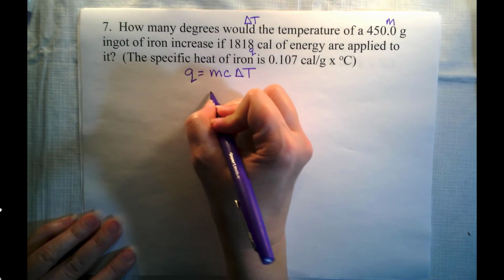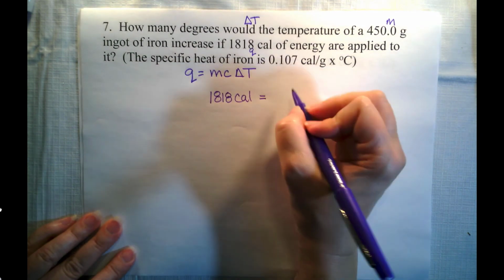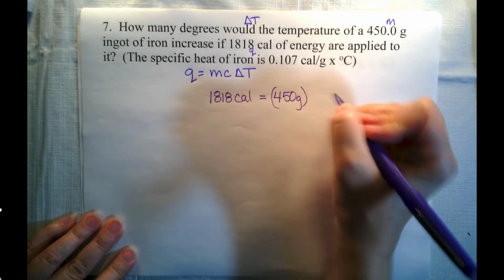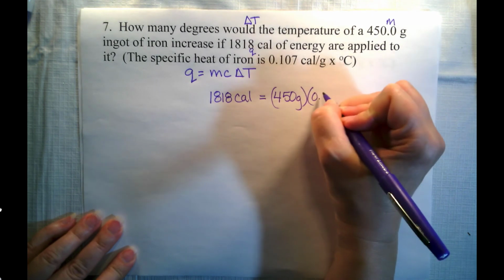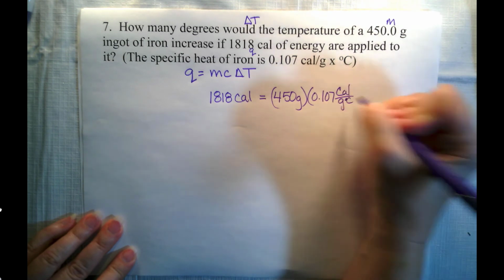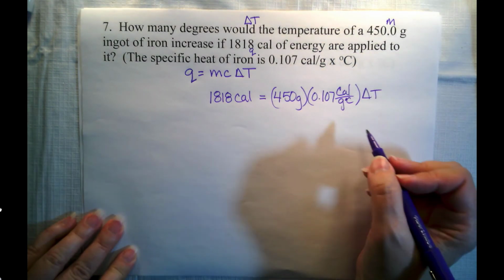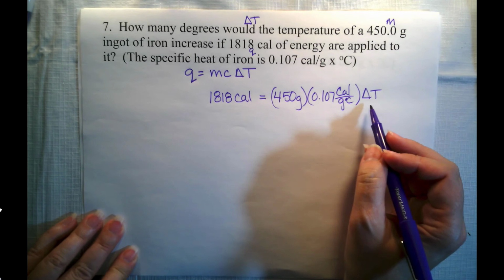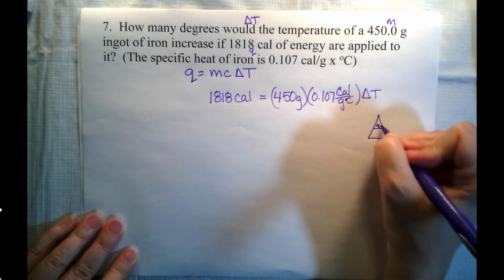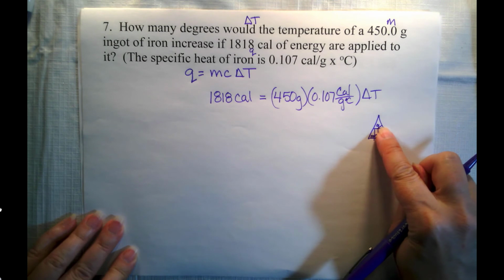So I'm going to have 1,818 calories equals 450 grams times 0.107 calories per gram degrees Celsius, and then delta T. So I don't know what that is right here, so I am going to solve. Remember our little triangle, helpful hint. Cover that. It's going to be Q over MC.